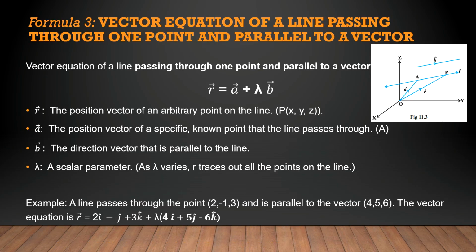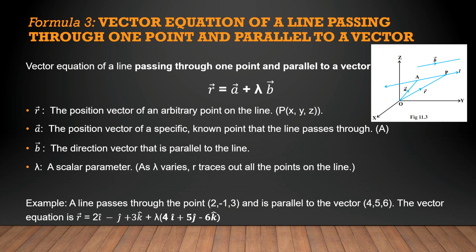Now remember the third formula. This formula tells you the vector equation of a line which passes through one point and which is parallel to a vector. So understand this. Suppose R is the position vector of any arbitrary point P which has coordinates x, y, and z. Correct? Now, what is given to us? The position vector of a specific known point that the line passes through, which is point A.